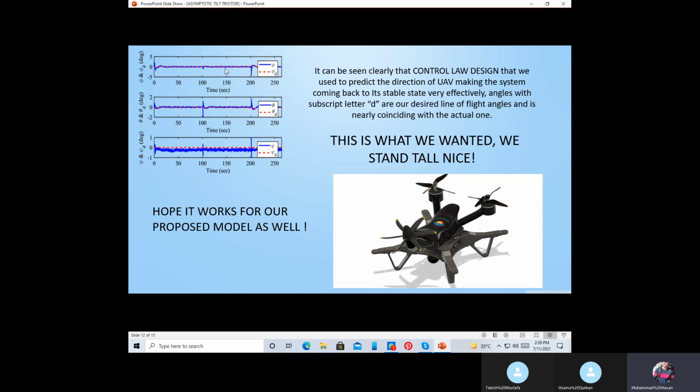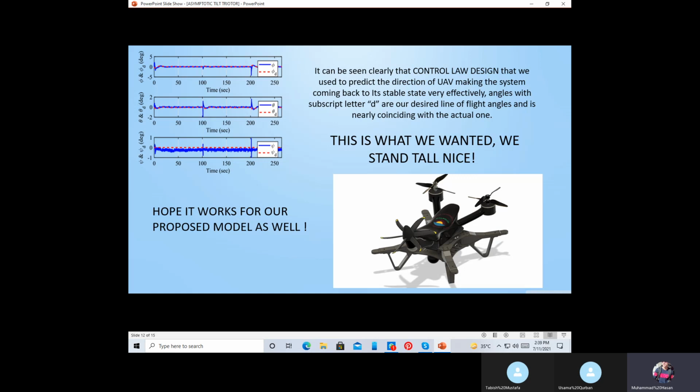Here we have another stability analysis, and this is again between time and angles. Hence we can clearly see that the lines are converging, as in the stability here, again we have the maximum. It can be seen clearly that the control law design that we use to predict the direction of our unmanned aerial vehicle makes the system come back to its stable state very effectively.